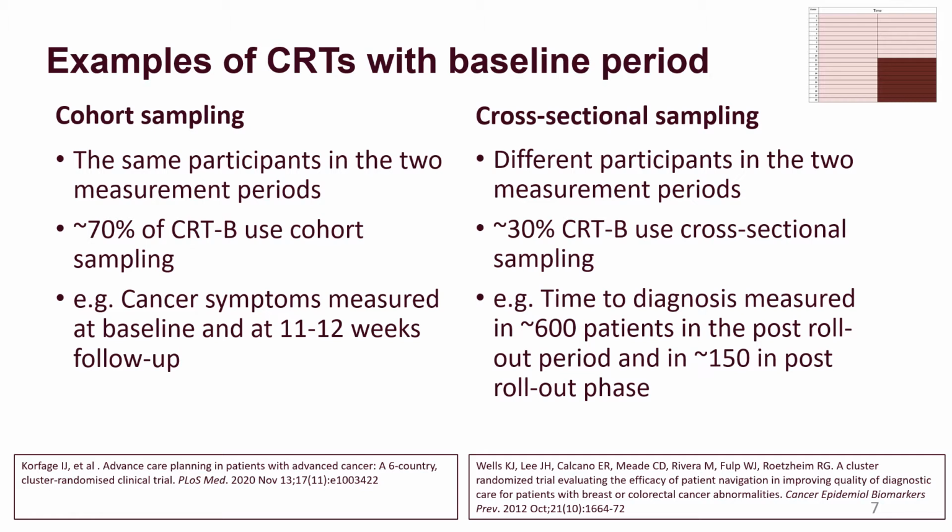Whereas in a cross-sectional sampling setup, different participants are measured in the 2 different periods. About 30% of cluster trials with a baseline period use cross-sectional sampling. So an example here is where the outcome is time to diagnosis, perhaps cancer diagnosis, and it's measured in 600 people in the post-rollout period and a different 150 in the pre-rollout phase. Sorry, small typo there.